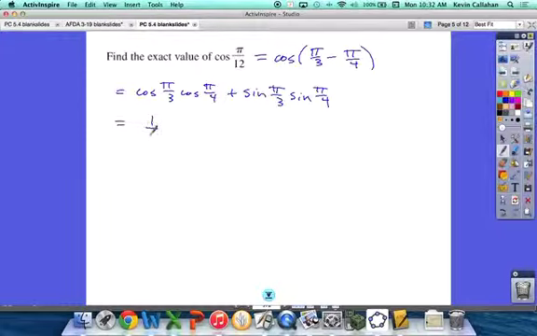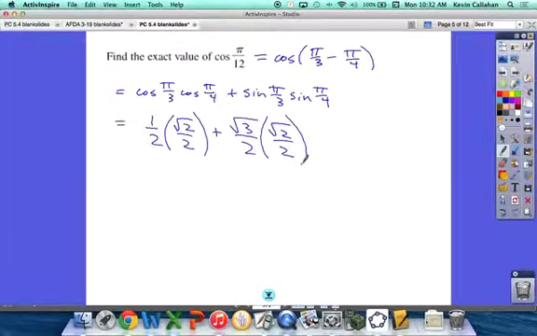That is 1/2. The cosine of pi over 4 is root 2 over 2. The sine of pi over 3 is root 3 over 2. The sine of pi over 4 is root 2 over 2. And now everything has the same denominator of 4. And simplify. 1 times the square root of 2 plus the square root of 6. Root 3 times root 2 is root 6.